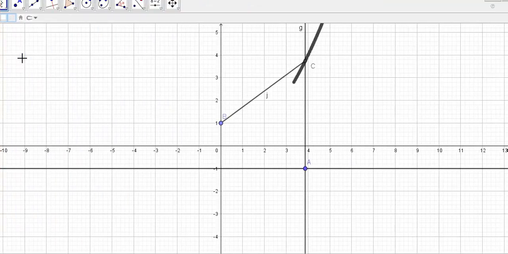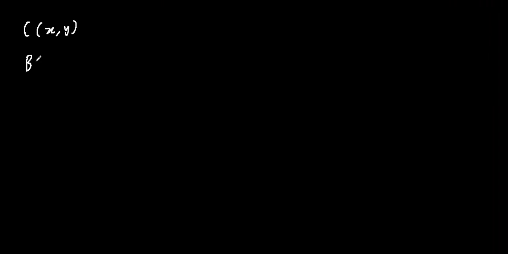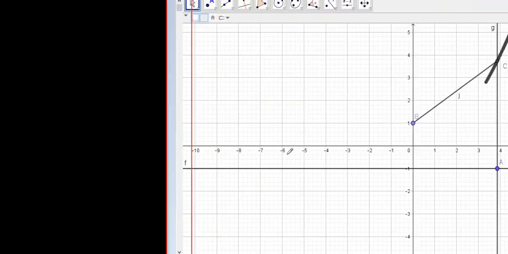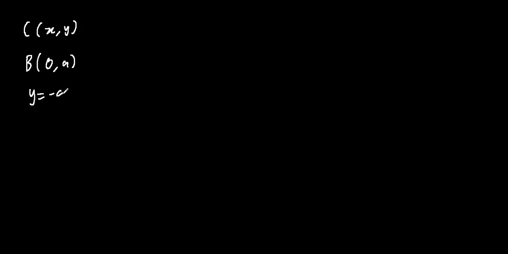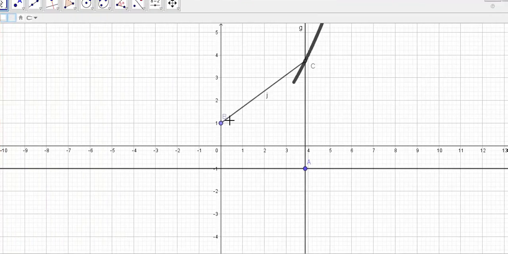My point B has coordinates of 0 and a. And my bottom line here is y is equal to minus a. All cool? So it has some a value on the y-axis, and this is a line underneath. So what we can apply first is our distance formula. The distance between these 2 points is the square root of x minus 0 squared, which is just x squared, plus y minus a all squared. And this distance is the distance between B and C here.